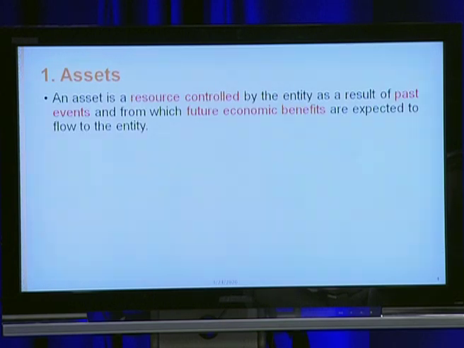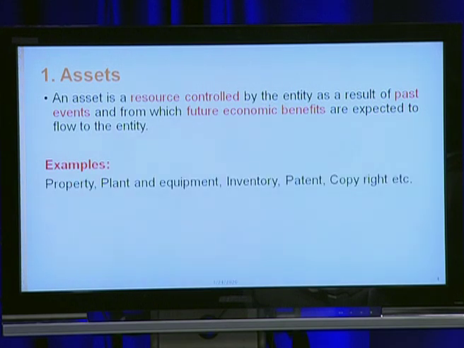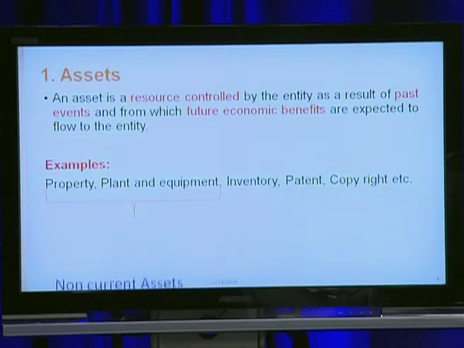Okay, the first we have is assets. And assets is a resource controlled by an entity as a result of past events and from which the future economic benefits are expected to flow to the entity. I have also given the examples, and based on the examples I have also categorized the types of assets or classification of assets: property, plant and equipment, inventory, patent, copyrights, and so on. So the first three, that is property, plant and equipment, they are categorized as non-current assets.